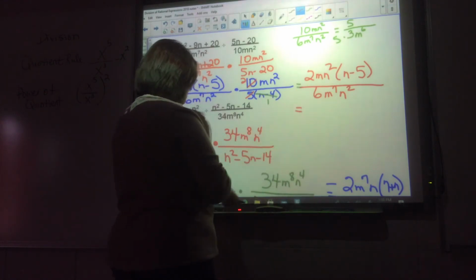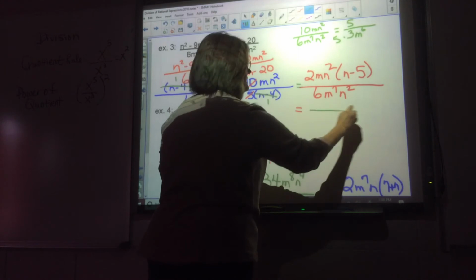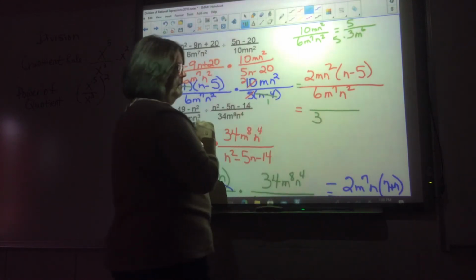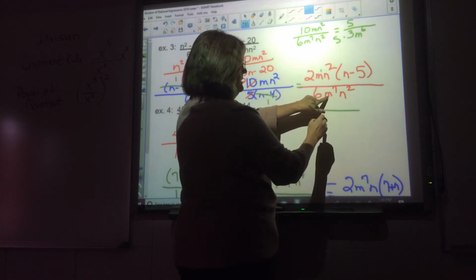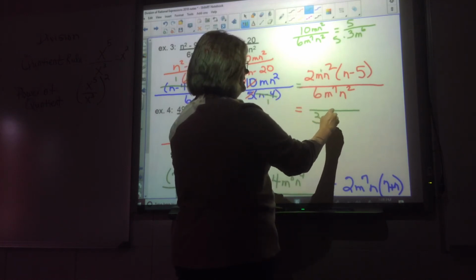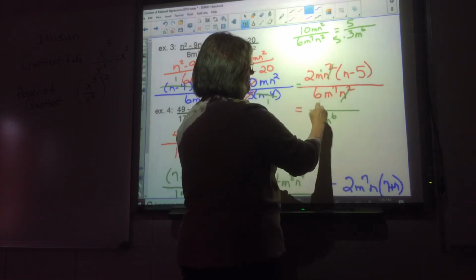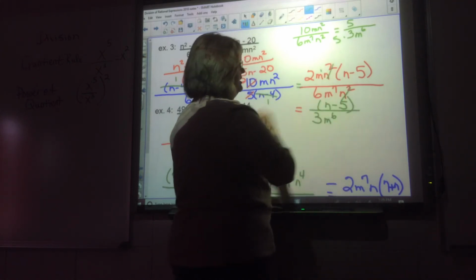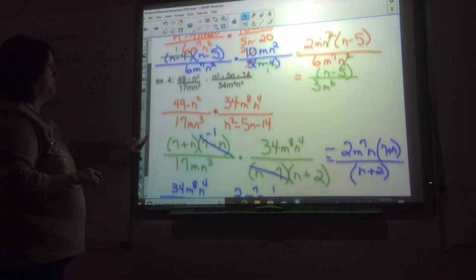Now I'm going to come down and I'm going to deal with this. 2 over 6 leaves me with a 3 in the denominator. I've got m to the 1st, m to the 7th. That leaves me with m to the 6th in the denominator. N squared cancels, and I've got n minus 5 left in the numerator. All right, let's go down here and let's do this next problem.